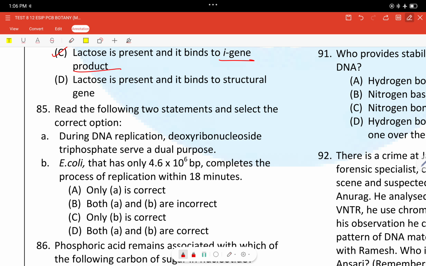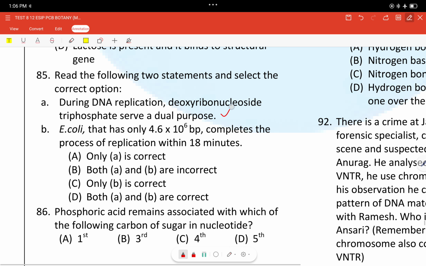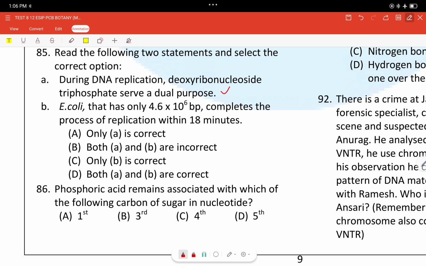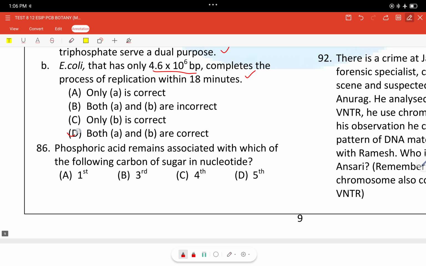Read the following two statements and select the correct option. During DNA replication, deoxyribonucleoside triphosphates serve a dual purpose, that is correct. They provide energy and act as substrate. E. coli, which has only this much base pairs, completes the process of replication within 18 minutes, that is also correct. Both statements 1 and 2 are correct.